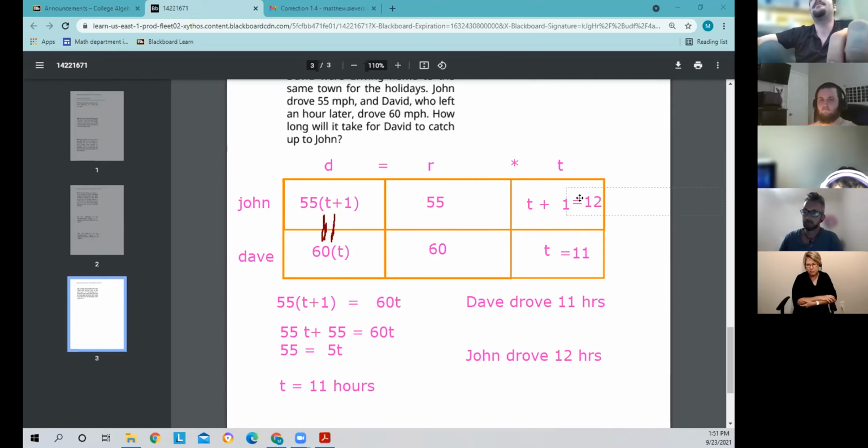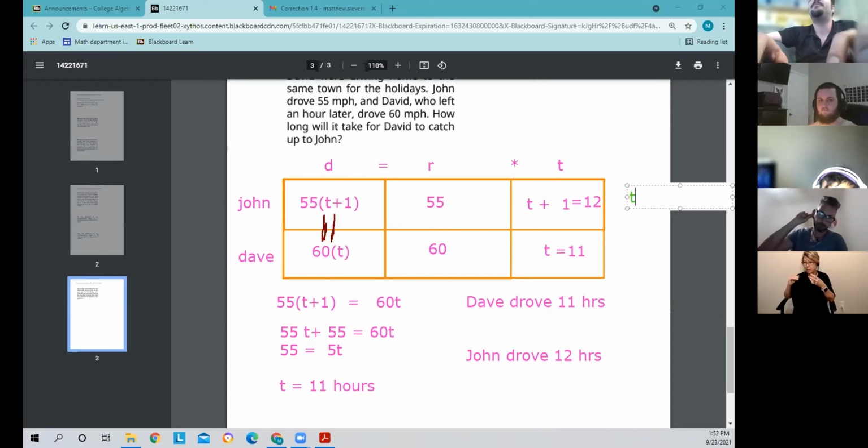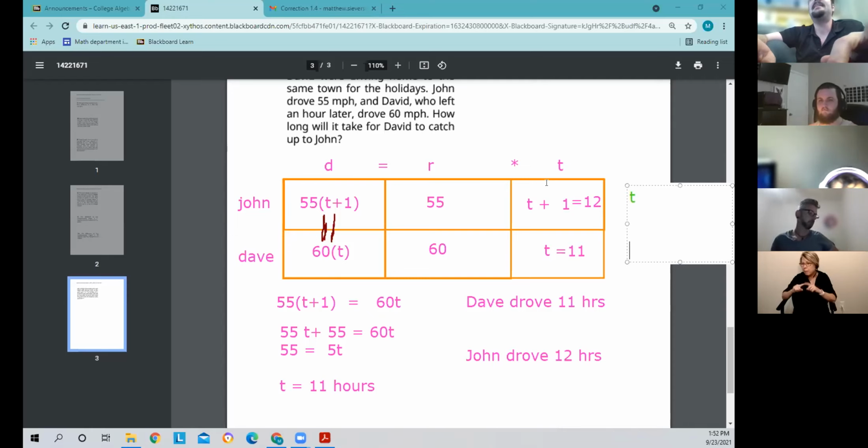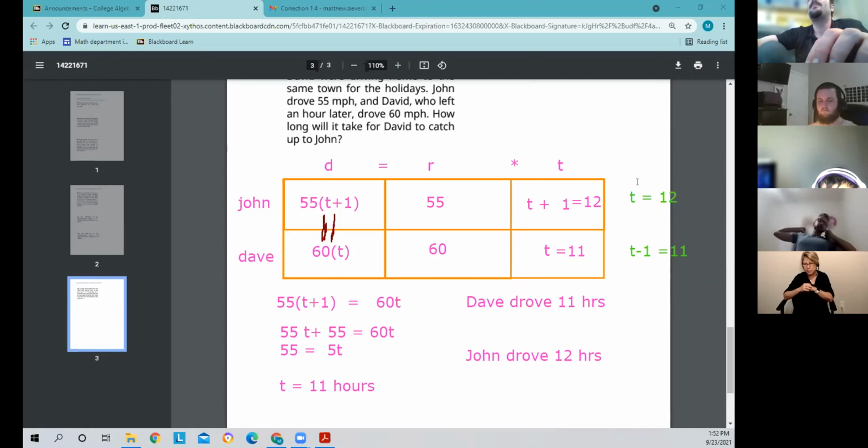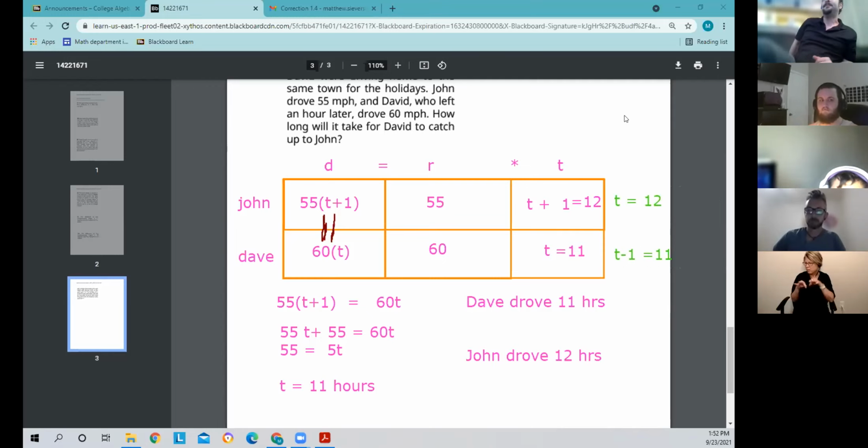So like I was saying, you can define your variables differently, but if we define them differently, we're going to get different solutions. If I flipped them, this one would be defined as T and this one as T minus one. I would probably get this 12 first, and then I would have to subtract one to figure out what Dave did. But this is part of the reason why we say define your variables first, right? Make sure you have them defined.